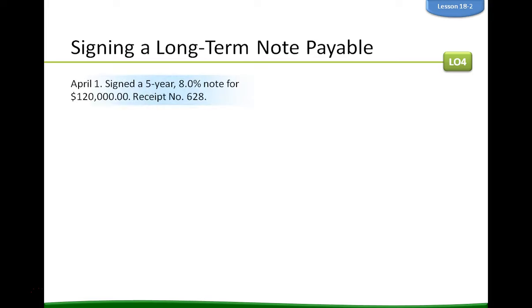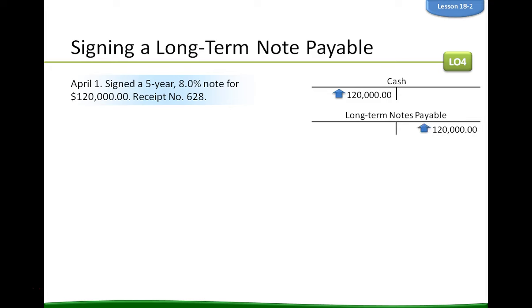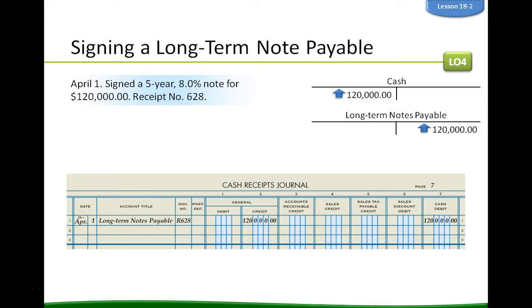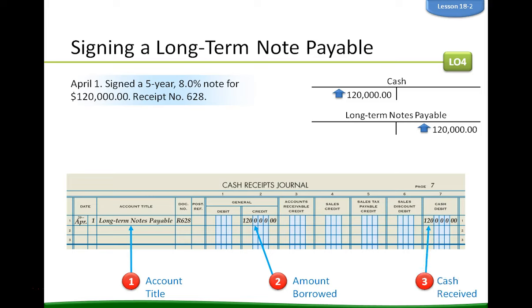So, signing a long-term note payable. A note payable is signed as evidence of the debt when receiving a bank loan. Our example is April 1st. Signed a 5-year 8% note for $120,000, and there is a receipt. So our cash account is affected, as is our long-term notes payable account. We fill in our cash receipts journal, first of all with the account title and the receipt number. The amount borrowed goes into credit in the general credit column, and then cash received from the bank goes into the cash debit column.